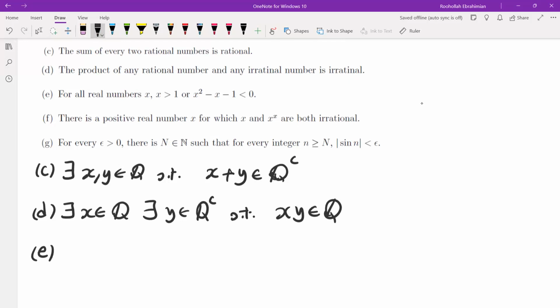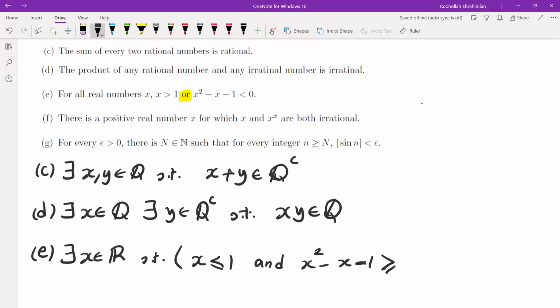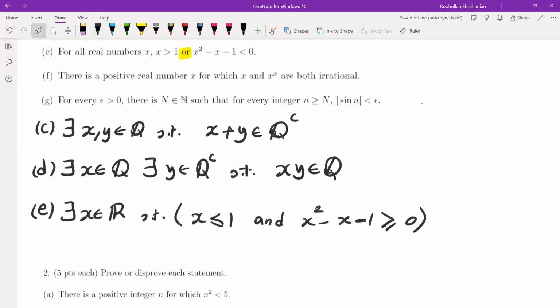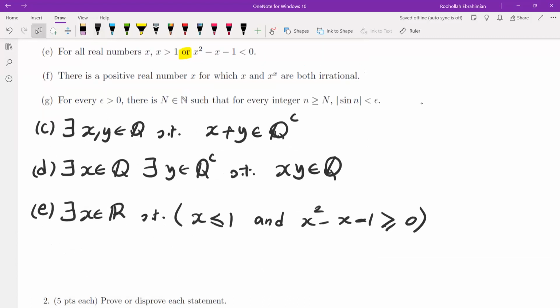Part E. For all real numbers, that becomes again there exists. So there exists a real number x such that... the statement is an or statement, so we will have to change this to an and statement. Negating that becomes x is less than or equal to 1 and x squared minus x minus 5 minus 1 is greater than or equal to 0. And I also would put parentheses to make sure it is not ambiguous. So negation of greater than becomes less than or equal to, and negation of or becomes and.